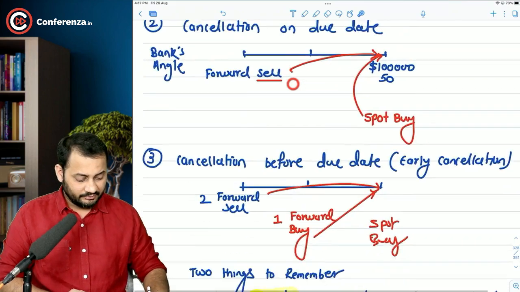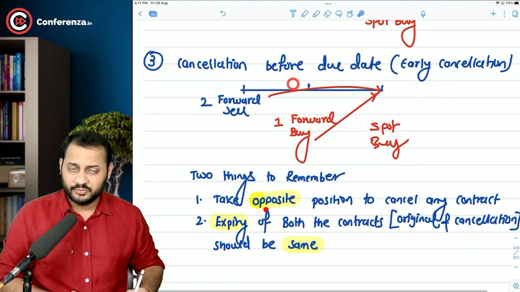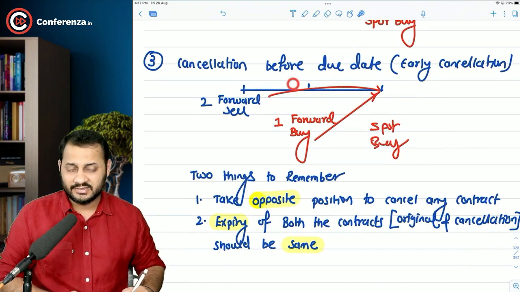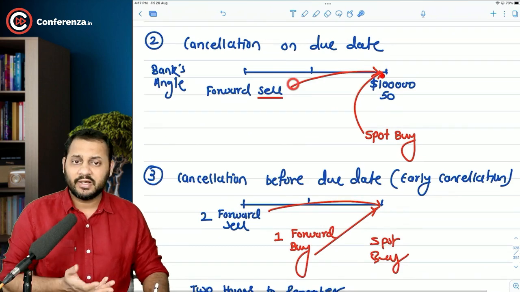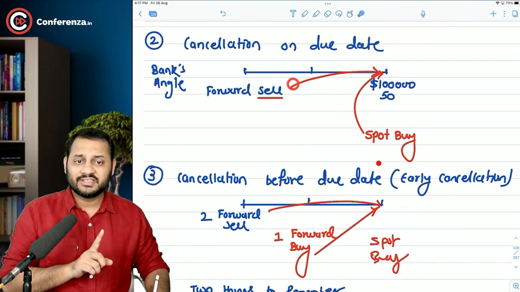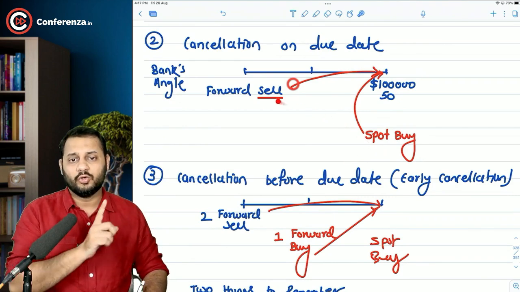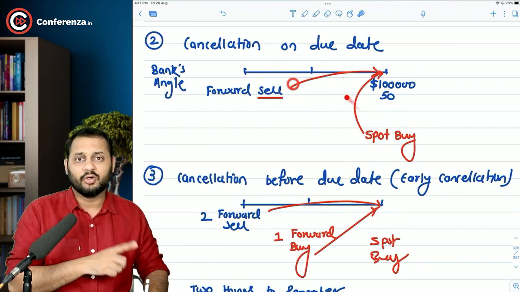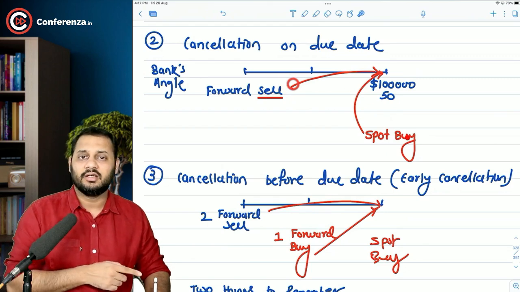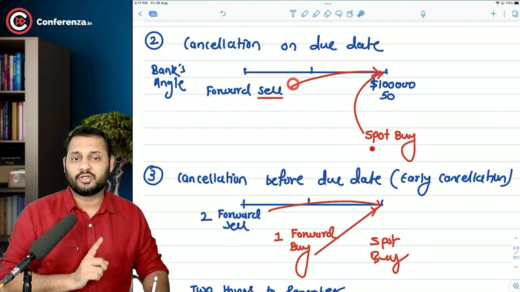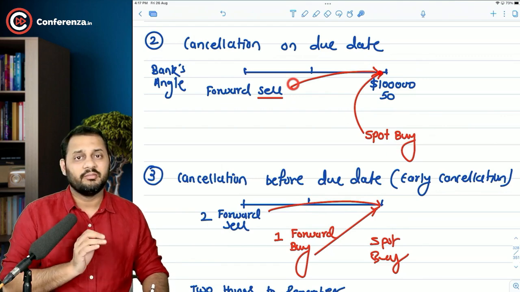See, again the same thing will apply. Take the opposite position and make sure the expiry is the same. On due date, the expiry is this only. So instead of a forward contract, we will go for the spot contract. Original one is sell, take buy. Original one is buy, take sell. And then we will go for the spot contract, because a spot transaction will ensure the same day maturity.